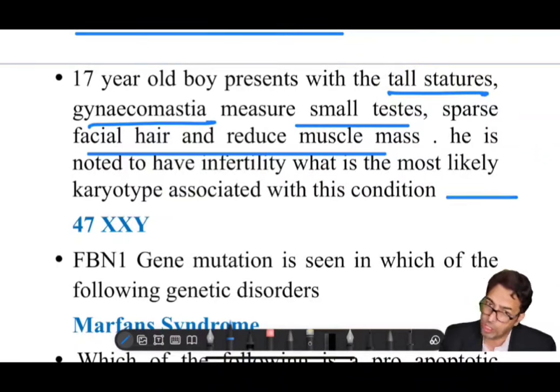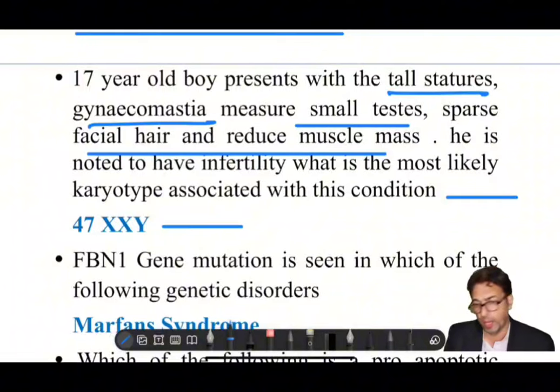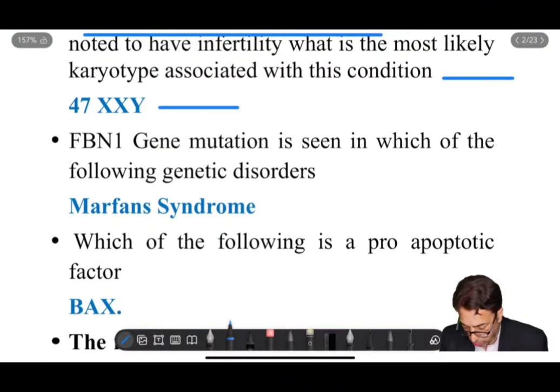Klinefelter syndrome is commonly asked, and you have to remember the chromosomal configuration of Down syndrome, Turner syndrome, or Klinefelter syndrome. The most common karyotype associated with Klinefelter syndrome is 47XXY, and this was a question which was asked. So the options were 47XXY, and other options given were XO, XYY, but you have to remember this classic feature of Klinefelter syndrome.